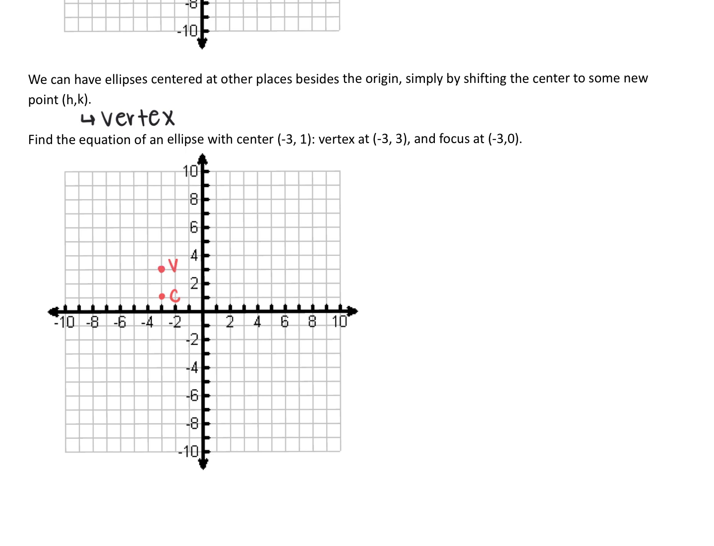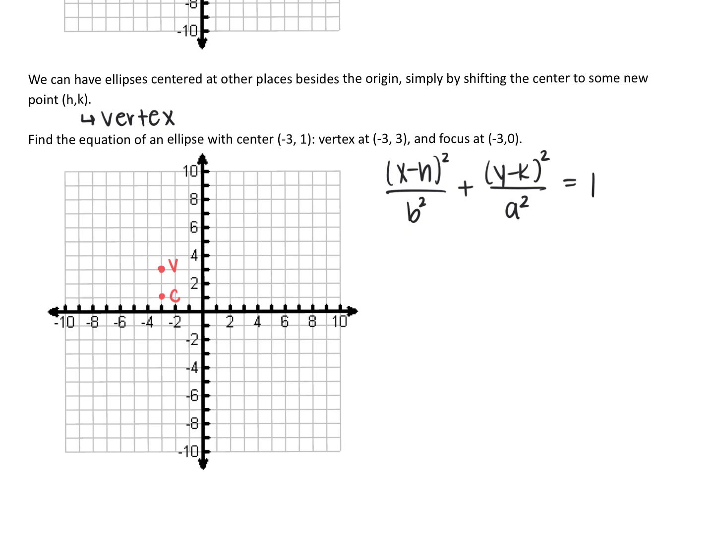So whichever direction the vertex is in relation to the center tells us which axis is our major axis. And because it is above, that tells me that our major axis is the y-axis. So we're going to use the equation for our major axis. So when we do our general form, it's going to be (x minus h) squared over b squared plus (y minus k) squared over a squared equals 1. So that's the equation of an ellipse not centered at the origin, whose major axis is the y-axis.